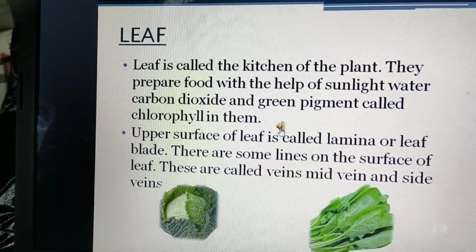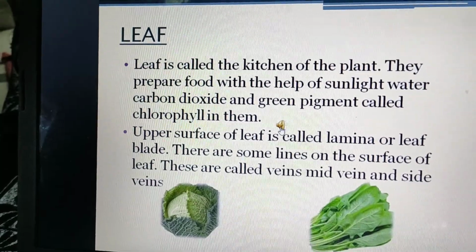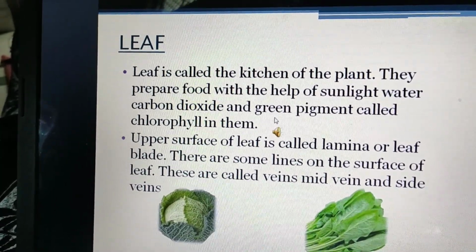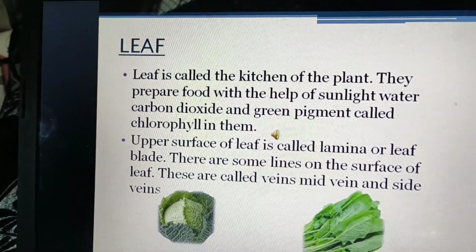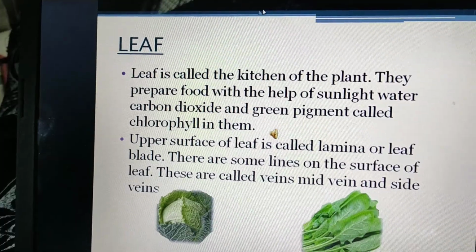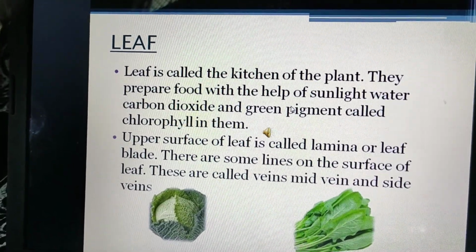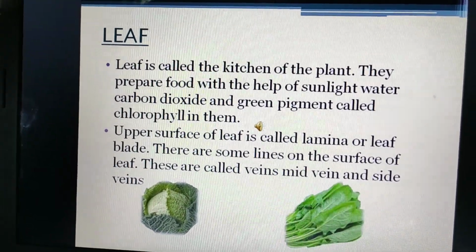There are some lines which are present on the surface of the leaf. The line which is in the center is called midvein, and the lines which are on the side of the main vein are called side veins. So there is a midvein and side veins. The function of these veins is to carry water and minerals to all the parts of the leaf.